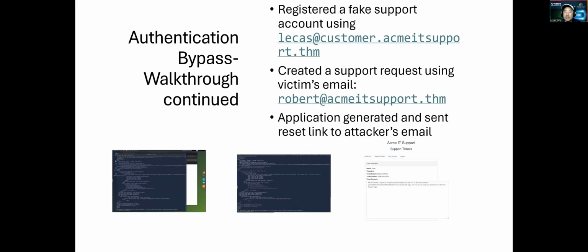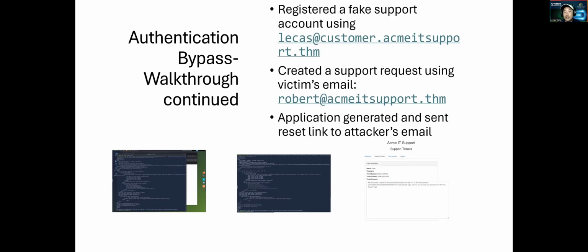Once I found Robert's email during user enumeration, I logged into the support portal with the fake user account I made, Lucas at customer.acmeitsupport.thm. I then submitted a support ticket, but instead of using my own email, I entered Robert's. Now, this is where the vulnerability is displayed. The app should have verified who was making the request, but it didn't. Instead, it blindly accepted the email field I submitted and then tied the reset token to my fake support account.